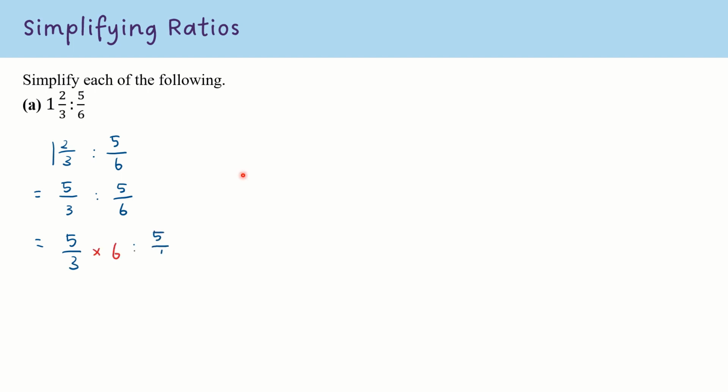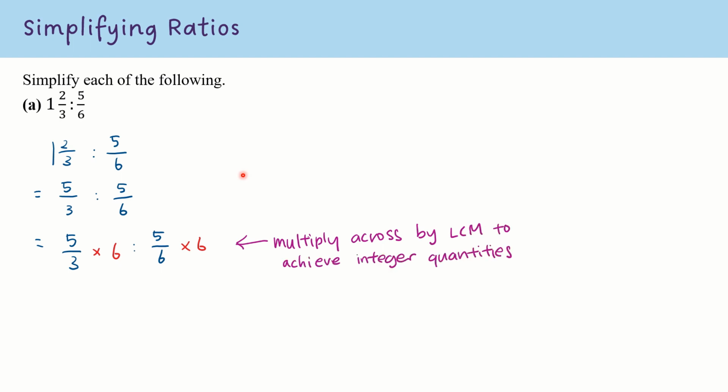The reason for us to do so is so that we could change the quantities into integer forms, such that it will be easier to manage, because in ratios our quantities should be integer quantities. So when we multiply by 6 on the left quantity, we will get 10, and on the right quantity, we will get 5. However, 10 is to 5 is not at its simplest form, so we can simplify it further by dividing by 5 across both quantities.